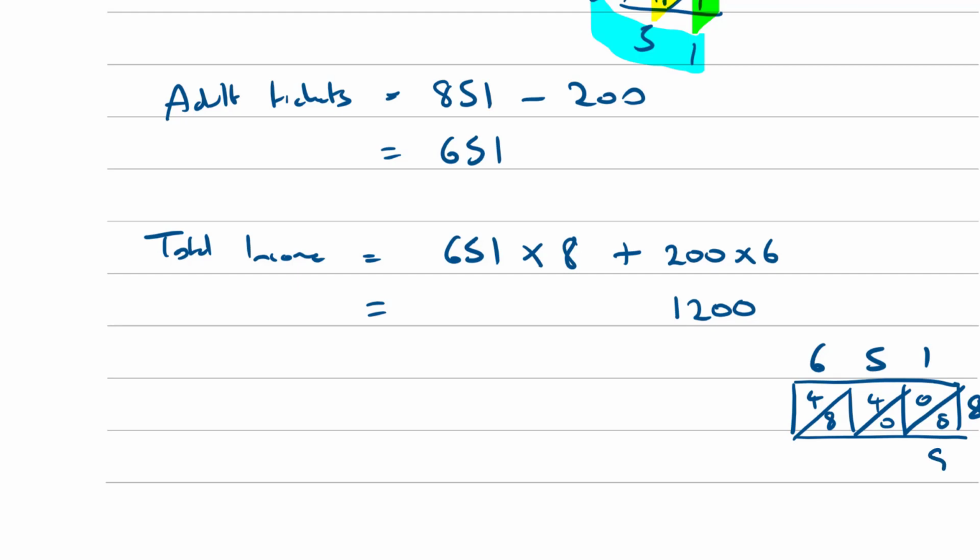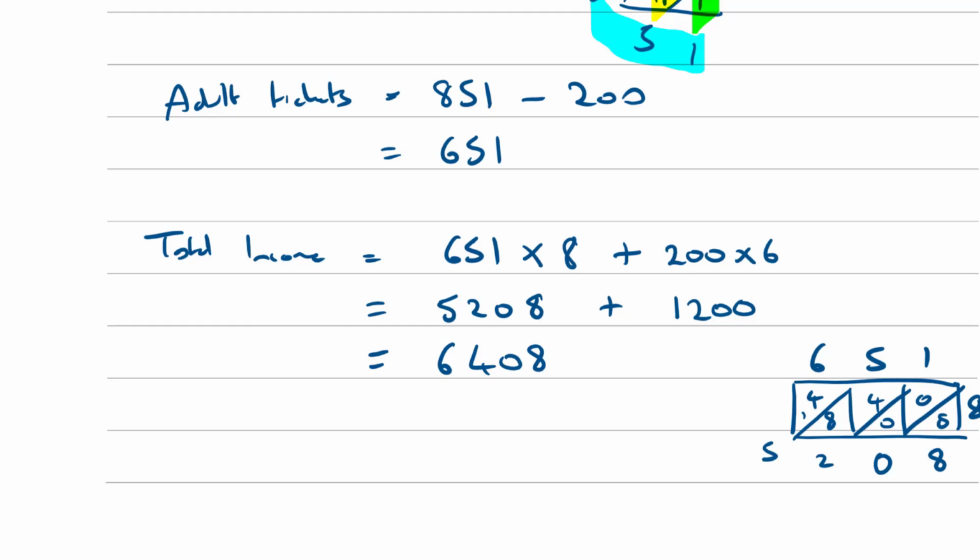And then adding up along the diagonals, that's 8, 0, 12, carry 1, 5. So my answer is 5208. So that's 5208 for the adult tickets, plus £1,200 for the child tickets. Adding those two numbers together, that is 6408, isn't it?